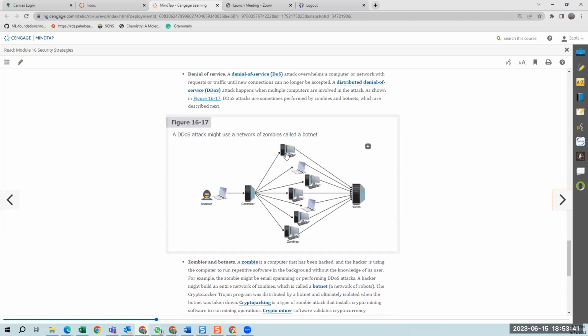It could be a controller and it's sending so many individual hits off of one machine. This is distributed. So instead of having one machine beating the heck out of the victim, this is having a number of machines all beating the victim up.